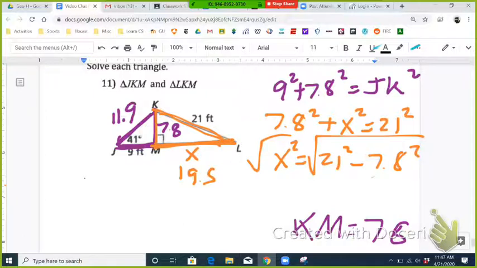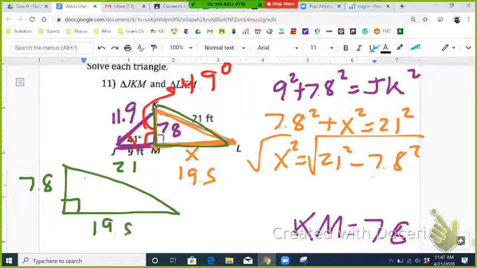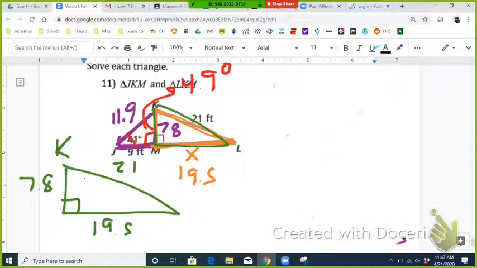Okay? Now we have to find these missing angles. So this angle here would just be 49 degrees because these three angles have to add up to 180. And then to find angle K, let's say I redraw this triangle here, where this is 21, that's our right angle, this is 7.8, and this is 19.5. Let's say I want to find angle K here. I could do sine, cosine, or tangent. It doesn't matter because I know all three sides.